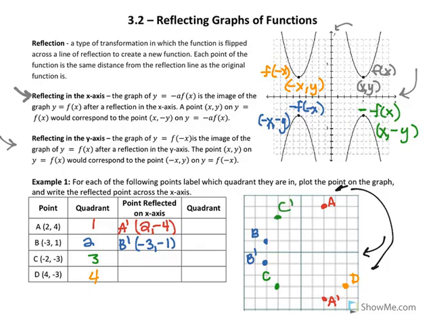C prime is going to be up here. Our x doesn't change, our y flips the signs. And our D value is going to be up here, and we're going to call that D prime. And it's at 4 and positive 3 now. And what you should notice is that it is flipped. This is 4, 3, 2, 1. So that is a reflection in the x-axis.